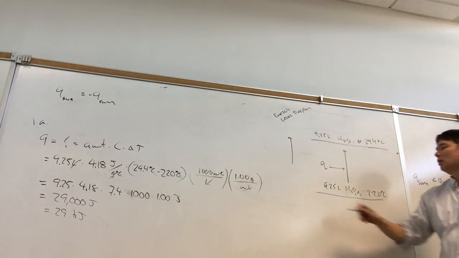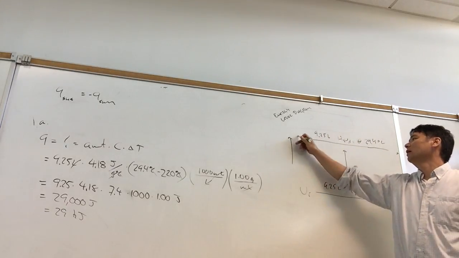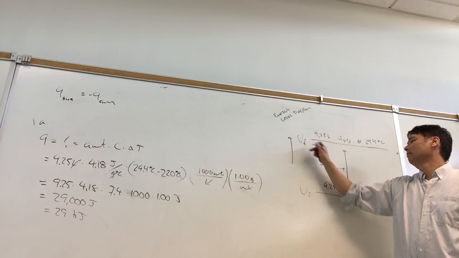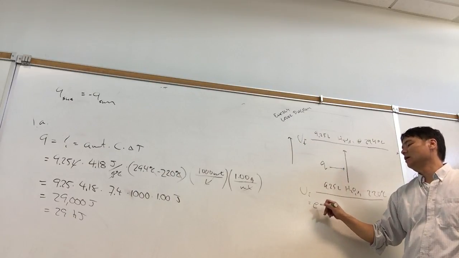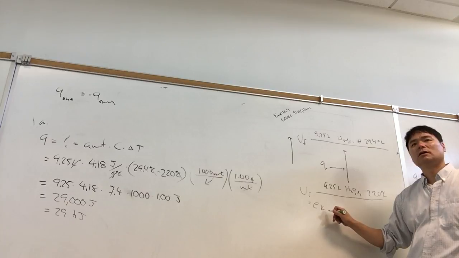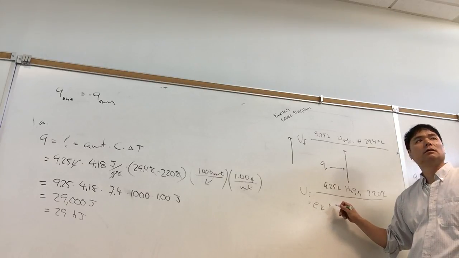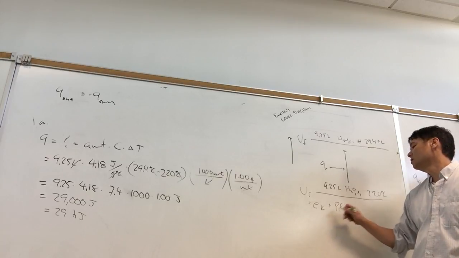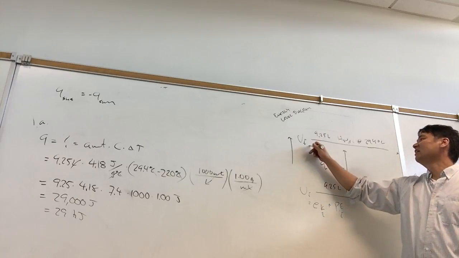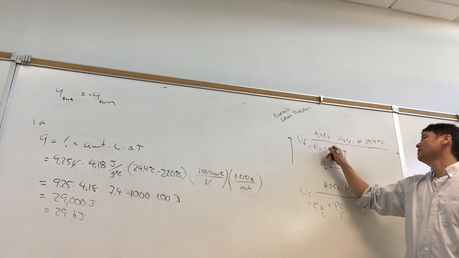Now, the total energy, U initial, is what? The total energy is equal to the kinetic energy plus the potential energy. And so this is initial, this is initial. The final energy is equal to the kinetic energy plus the potential energy.